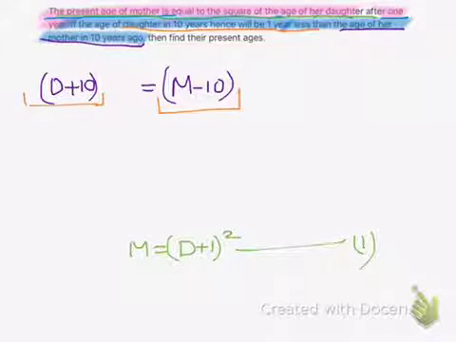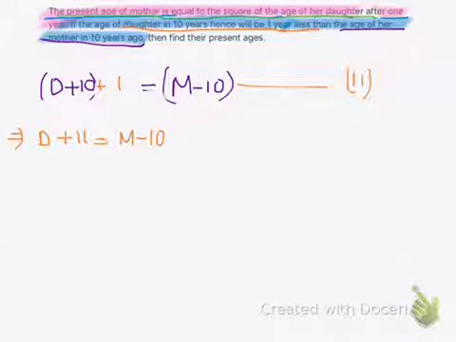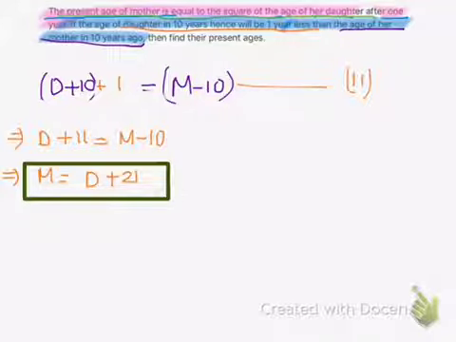So in order to equate it, we have to add 1 to the smaller part, which is the left hand side, daughter's age. This will make our second equation. On solving our second equation, we get D plus 11 is equal to M plus 10. Further solving, we get M equals D plus 21.